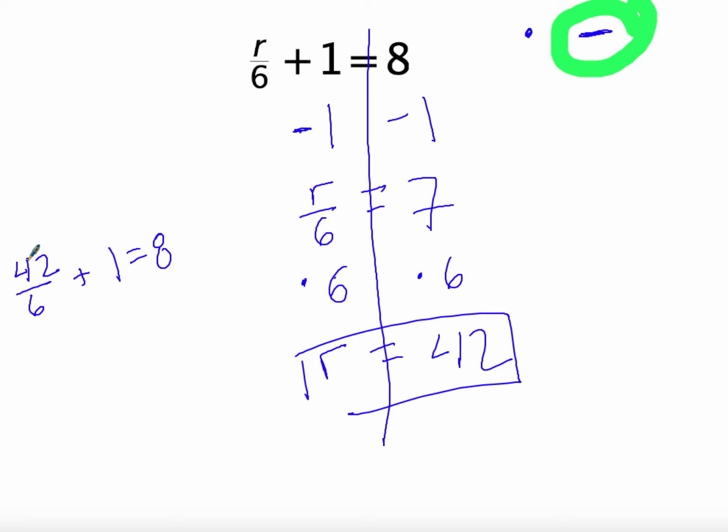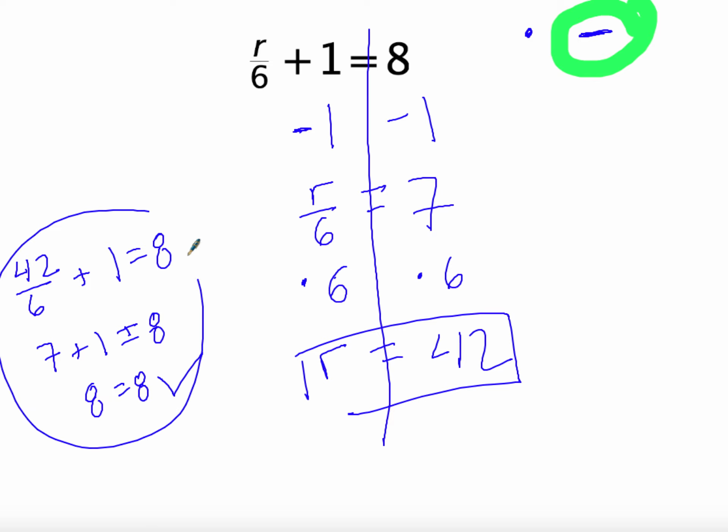If I asked you to check, which we have on the worksheet is optional because there's not a lot of space, we would substitute 42 in for r. 42 divided by 6 is 7. Does 7 plus 1 equal 8? Yep, check. Again, this part does not have to be on your worksheet when you show it to your teacher because there's not a lot of space. It's just when you're taking an assessment, or if we ask you to, it's a really good idea to make sure that your solution does in fact work.